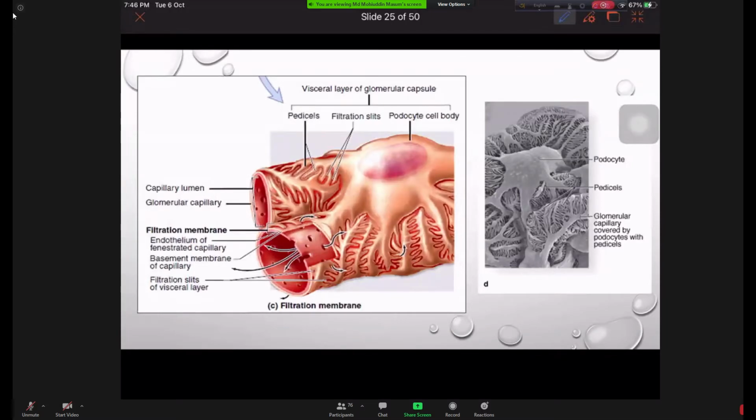This is the electron microscopic figure of the podocyte. This is one podocyte, and these are their pedicles. This is the cell body, and these are the pedicles. In the cardiovascular system we have learned there are three types of capillaries: fenestrated, continuous, and sinusoid. These are the fenestrated capillaries. You can see there are numerous pores in the capillary wall. The filtration slits are the gaps between the pedicles of adjacent podocytes.